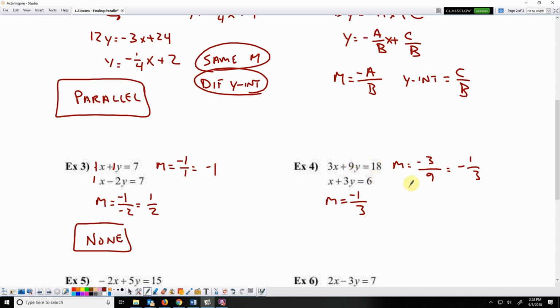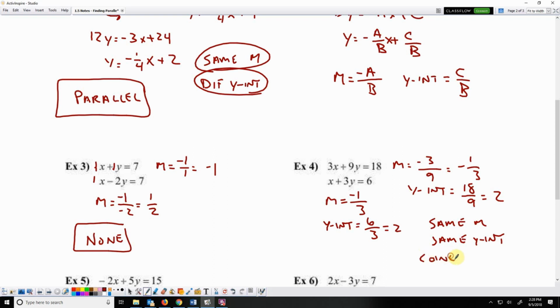So back to this first line, the y-intercept is C over B, so that's 18 over 9, which is 2. And for this second line, the y-intercept, C over B is 6 over 3, which is 2. Same slope, same y-intercept. And that means they are exactly the same line, so these are coinciding.